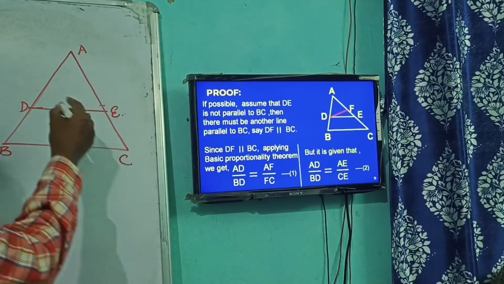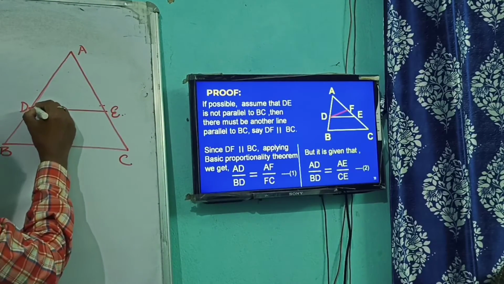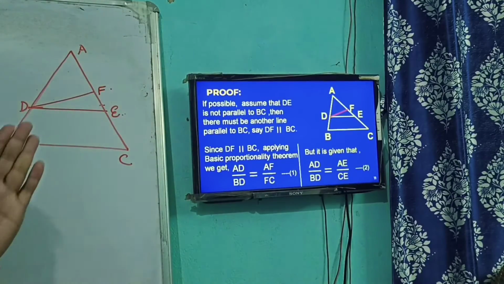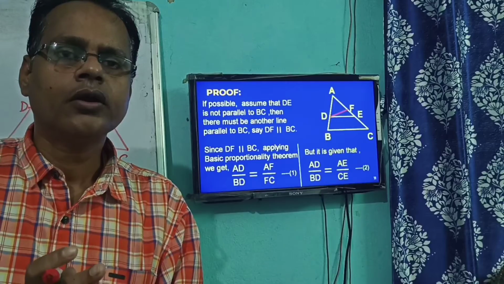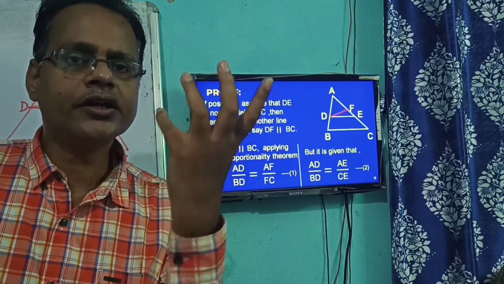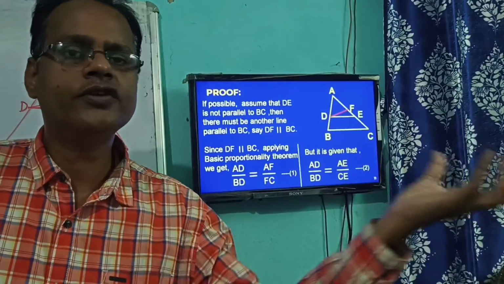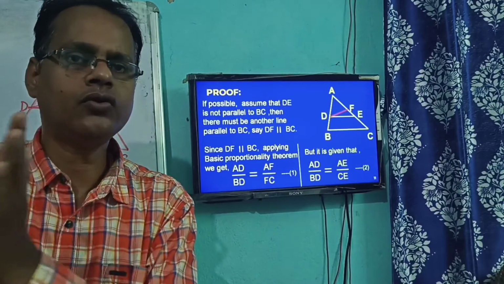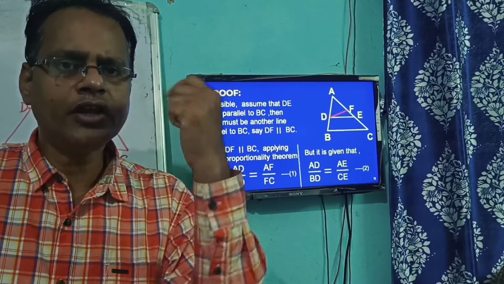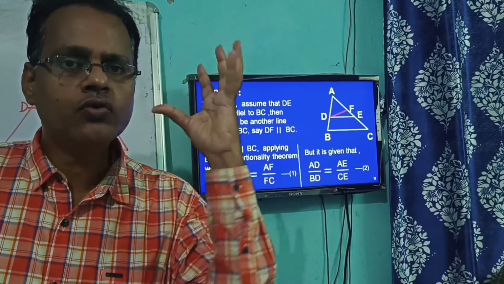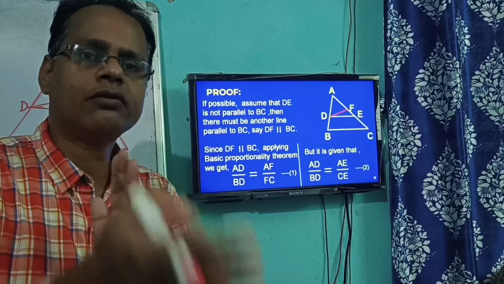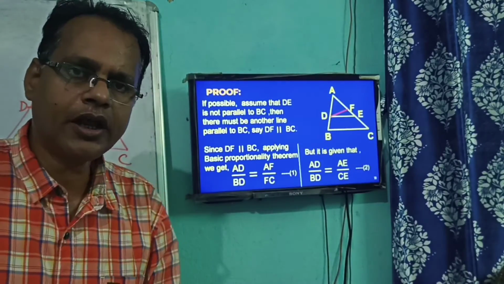Okay, so this is your assumption part. We have assumed that DE is not parallel to BC, but another line DF is parallel to BC. This is your assumption. Then if you assume this, you justify your assumption by doing certain mathematical calculation. Let us go for the mathematical calculation.